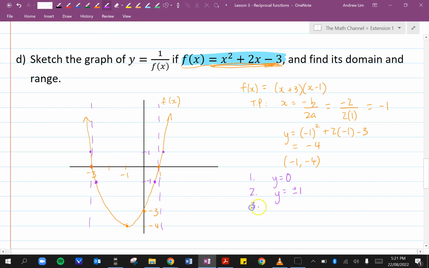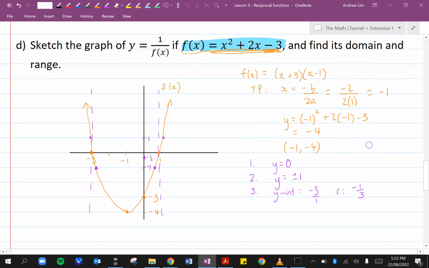Alright, the y-intercept. Well, the y-intercept here is at minus 3. So for the reciprocal, it will be at minus 1 over 3, because that's minus 3 over 1. So minus 1/3, about there. So we know it's going to go through here.